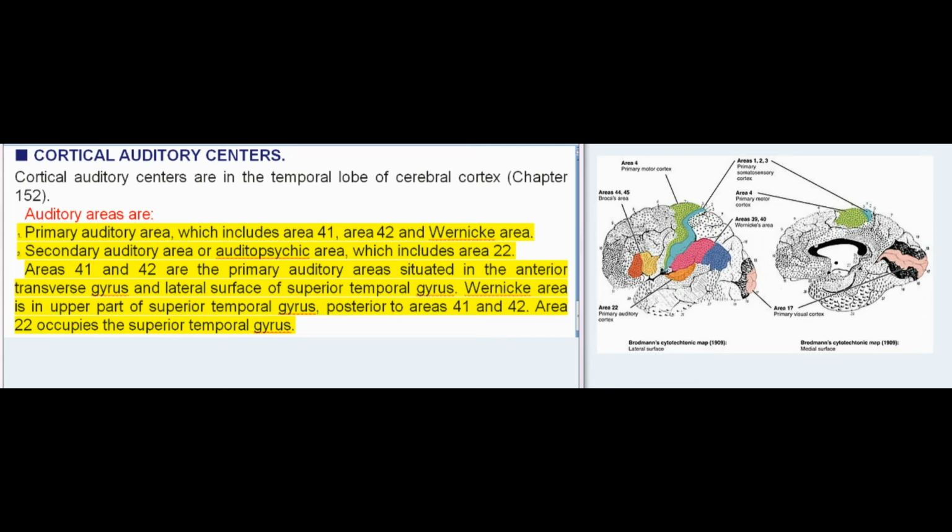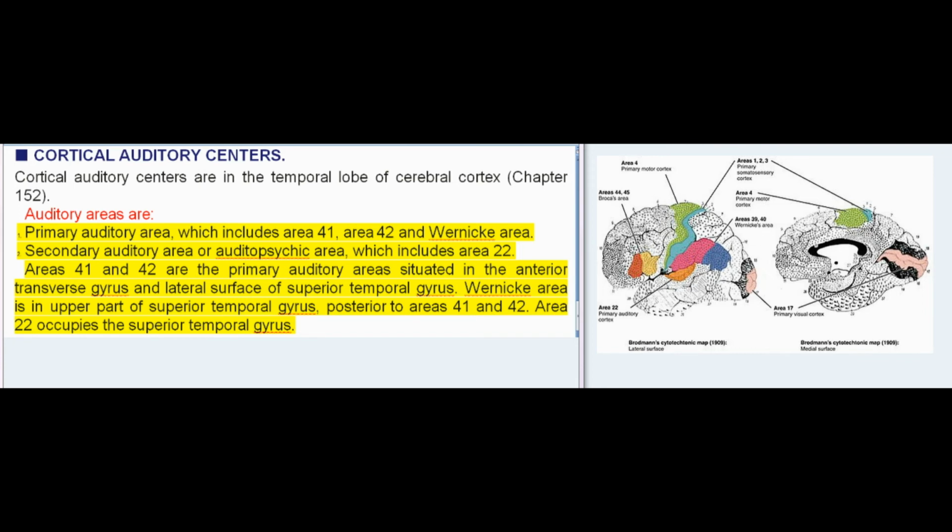Areas 41 and 42 are the primary auditory areas situated in the anterior transverse gyrus and lateral surface of superior temporal gyrus. Wernicke area is in upper part of superior temporal gyrus, posterior to areas 41 and 42. Area 22 occupies the superior temporal gyrus.